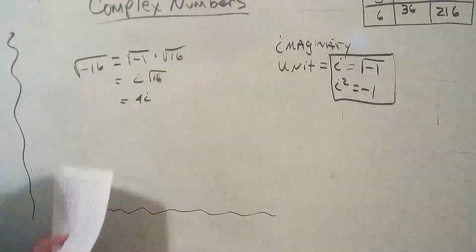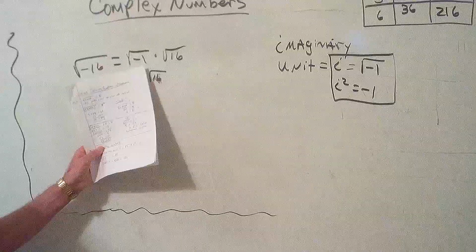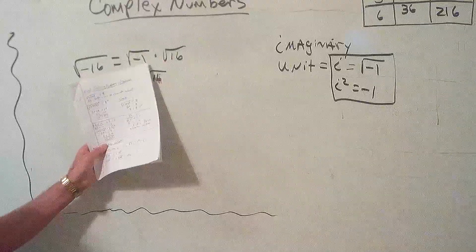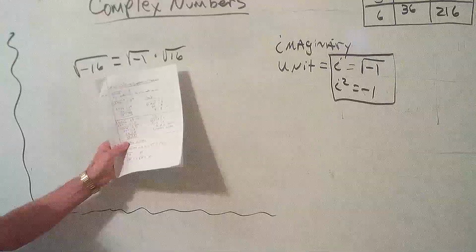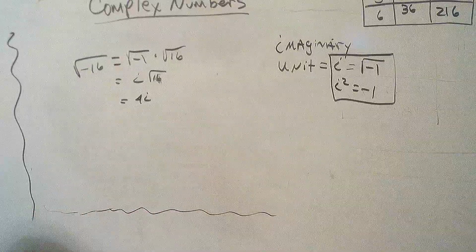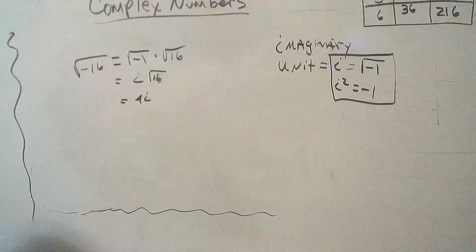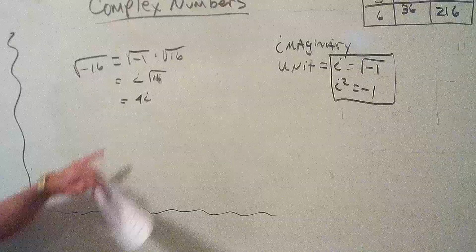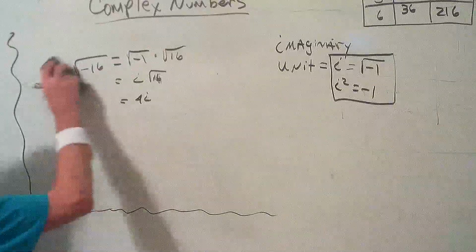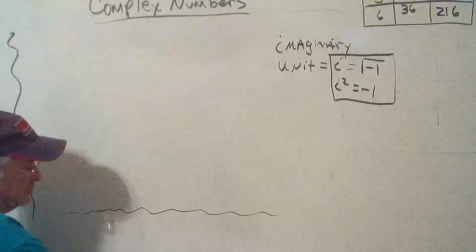Okay, and again, you really don't need to go through all this misery putting the -1 under the radical. All you need to really think of is that if you have a negative number under the radical, just bring out an I. And that's really all there is to it.